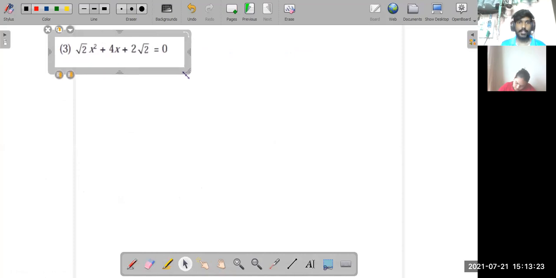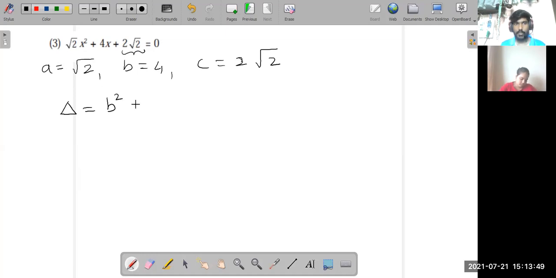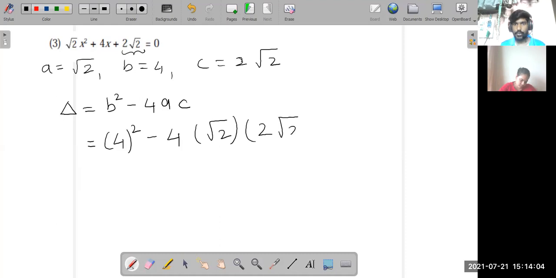So in this, can you tell me the values of A, B, and C? Here A is root 2, B is 4, and C is 2 root 2. So we have to find the value of the discriminant. That means we have to find delta. That is b squared minus 4ac. Substitute the values. B is 4, so 4 square minus 4 into A, that is root 2, and C, that is 2 root 2.